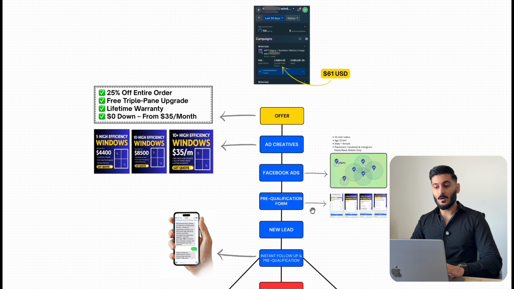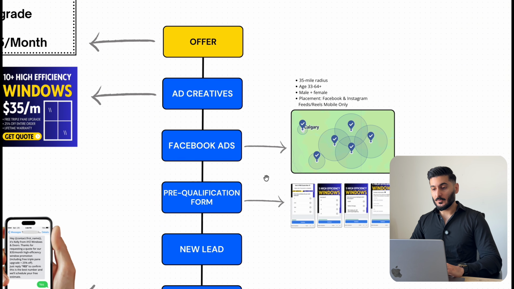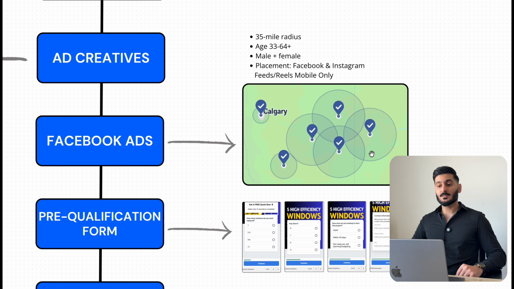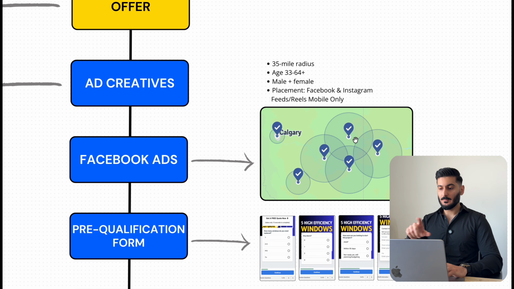Now, we run these ads on Meta, which is Facebook and Instagram. And for targeting, it's pretty simple. On Meta, we can target by zip code, city, radius, and all that. And for this client, we're targeting a few different cities with a different radius.